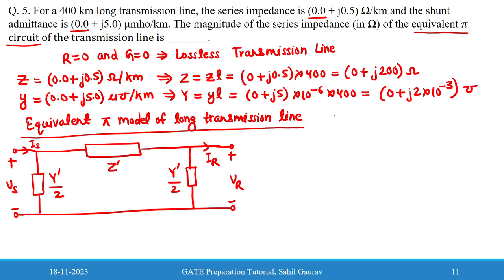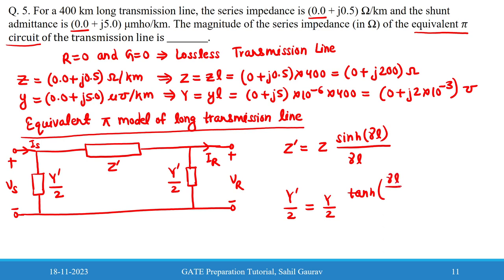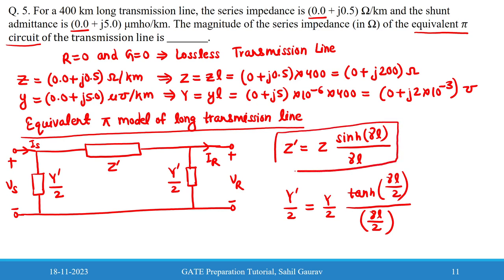So for the Z dash part, we have seen that it is equal to Z into sinh(gamma L) divided by gamma L, and Y dash divided by 2 is equal to Y by 2 into tanh(gamma L divided by 2) divided by (gamma L divided by 2). In this problem, it is asked about the magnitude of the series impedance only. So here you need to find only this Z dash part, not the shunt admittance part. So let us find this.